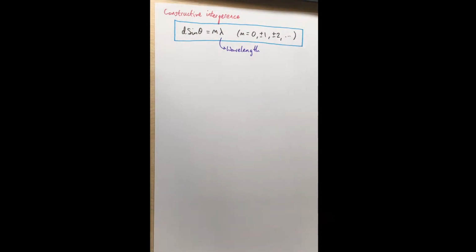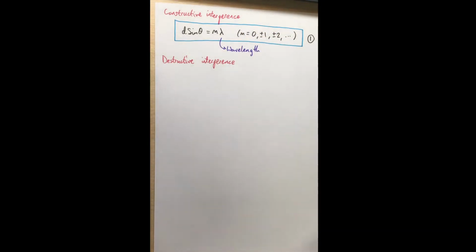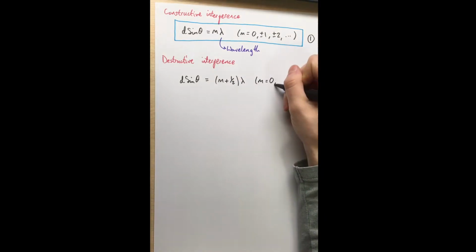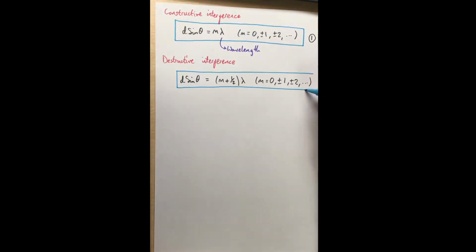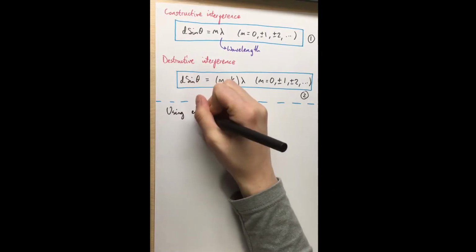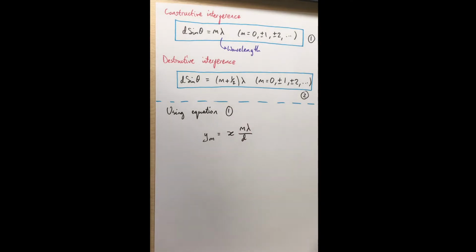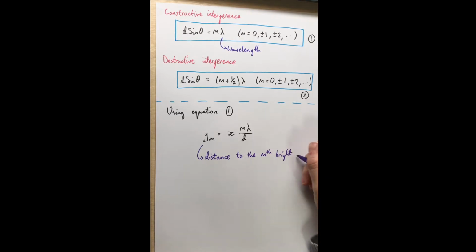By looking at our diagram from earlier, we can see that the path difference r2 minus r1 is just d sine theta. Hence we can write both our conditions for the light and dark fringes. Using equation 1, and the knowledge that the distances from the centre of the pattern to the nth bright band y_m are much smaller than the distance x between the slits and the screen, we can write an expression for the position of the nth bright band on the screen.